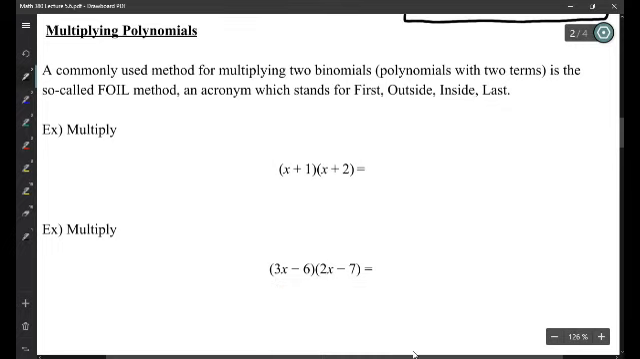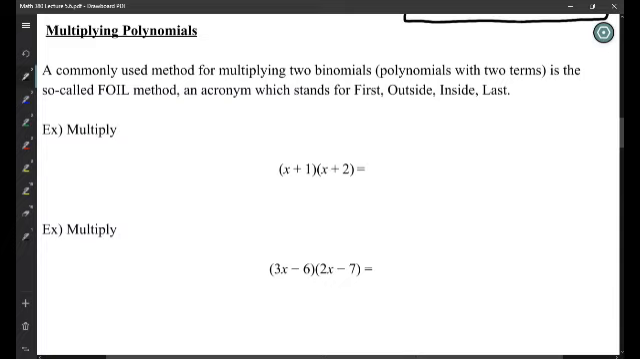Multiplying polynomials. Now we're going to look at how to multiply polynomials together when neither polynomial is a monomial. We'll start off with the simplest case we could think of: x plus 1 and x plus 2. Binomials, both of them. And the constant terms are the numbers 1 and 2.